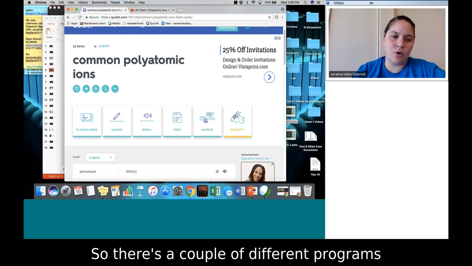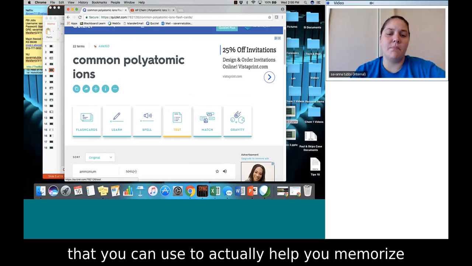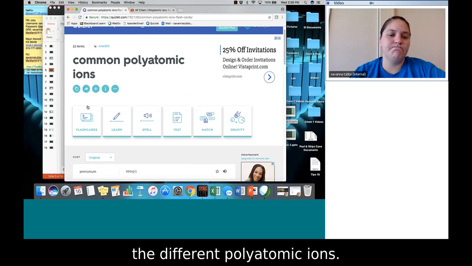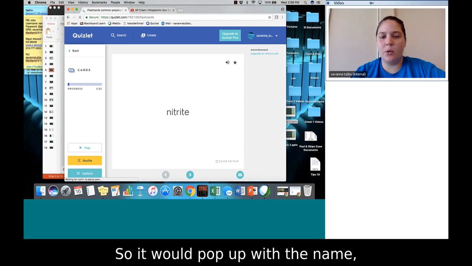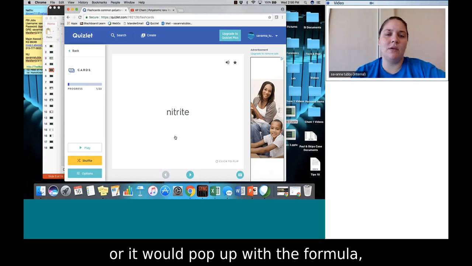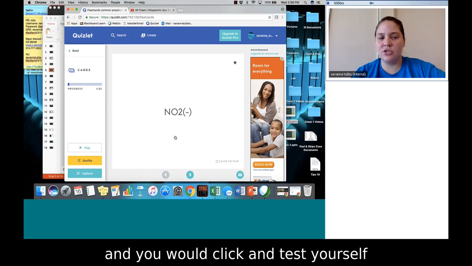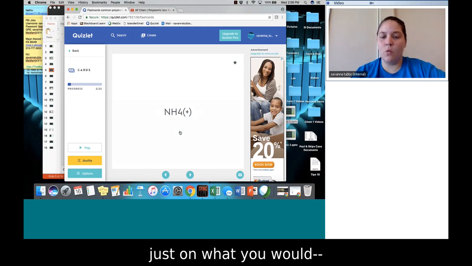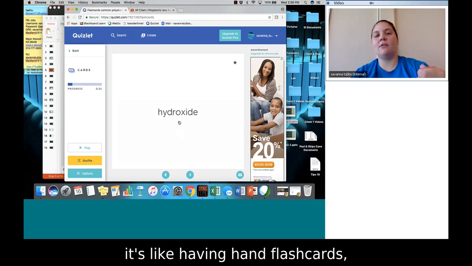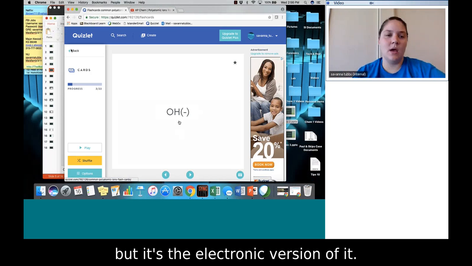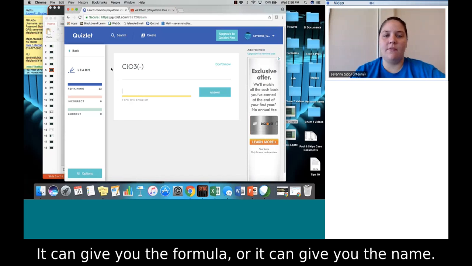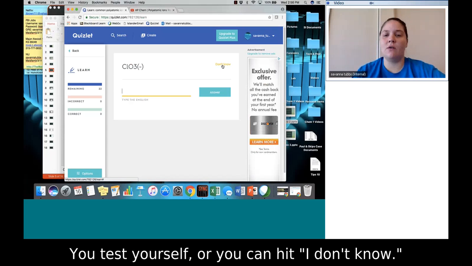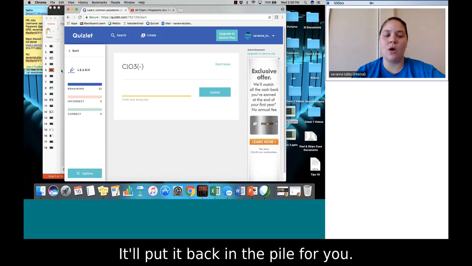There are a couple different programs that you can use to help you memorize the different polyatomic ions. The first thing is flashcards. It would pop up with the name or the formula and you would click and test yourself. It's like having hand flashcards, but it's the electronic version. If we go back, there's also learning. It can give you the formula or the name. You try typing it in and test yourself, or you can hit I don't know, and it'll put it back in the pile for you.